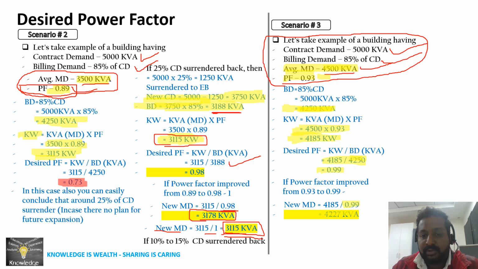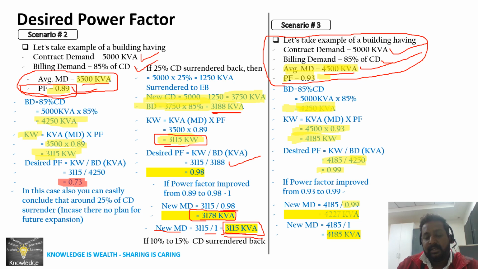Okay, so from 4250 to 4500, the additional 250 kVA demand charges we were paying to EB have been avoided, because our maximum demand has been reduced from 4500 kVA to 4225 kVA, which is lesser than our billing demand 4250 kVA. What if we improve to unity power factor? Our kilowatt is 4185 kilowatt. If it is unity, kilowatt is equal to kVA. So 4185 is our new maximum demand, which is less than 4250 kVA.